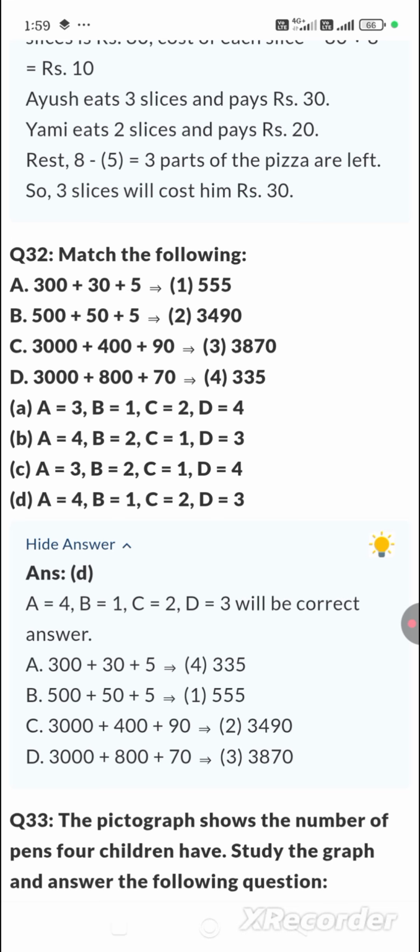Option A: 300 plus 30 plus 5, 335, matches with 4. 500 plus 50 plus 5, 555, matches with 1. 3000 plus 490 matches with 2. 3800 plus 70, 3870, matches with 3.